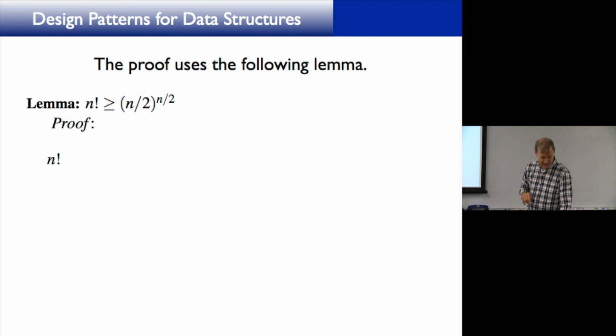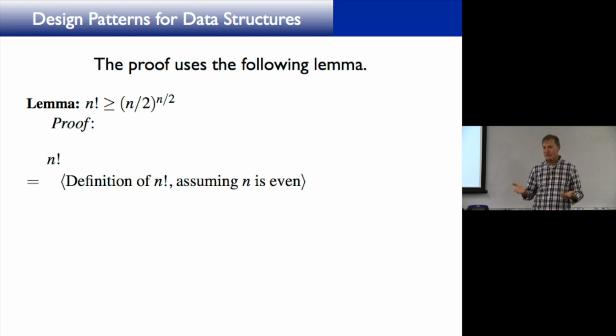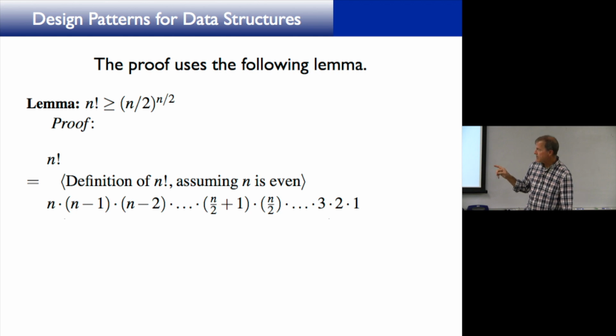Okay? And the first thing that we want to do is, what's the definition of n factorial? So tell me, what is n factorial? n times n minus 1 times n minus 2 times dot dot dot all the way down to what? 1. Obviously not down to 0 because if you multiply... Okay, so all the way down to 1. Now furthermore, we're also going to assume that n is even. Now if n is even, that means that n divided by 2 is an integer.